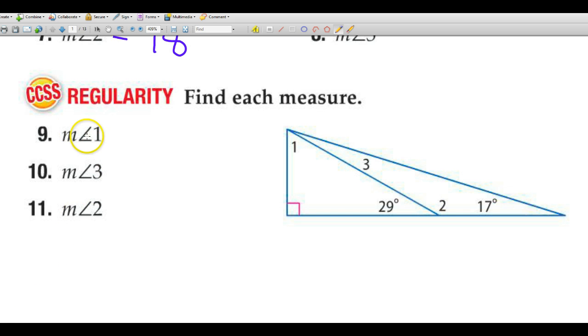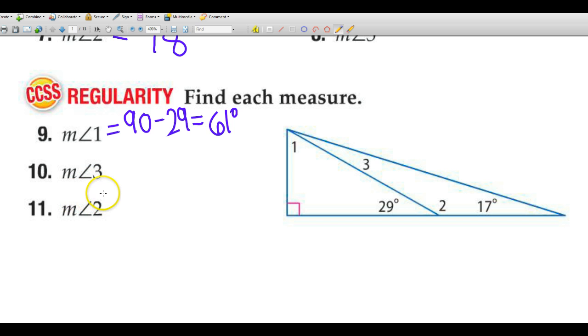For number 9, to find the measure of angle 1, we would apply the corollary to the triangle sum theorem, which states that in a right triangle, the acute angles must be complementary. So we have the measure of angle 1 plus 29 equals 90. So the measure of angle 1 will be equal to 90 minus 29, or 61 degrees.